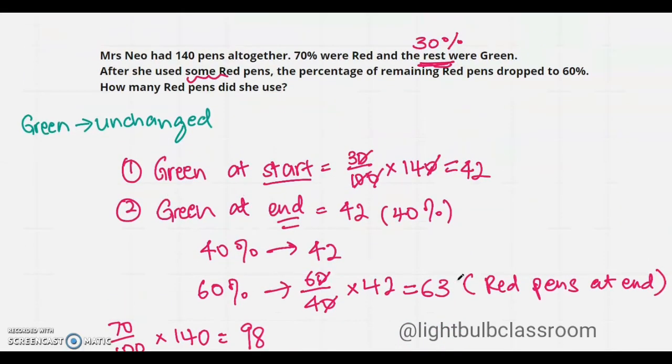Alright, so the most important thing here is this. First, when you read the question, you have to realize that the green pens did not change. So even if the percentage changes, at first green is 30%, later it became 40%. Now it makes sense that the percentage increases because the quantity of red actually went down.